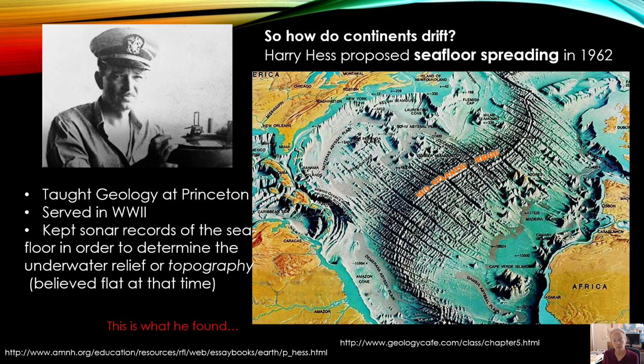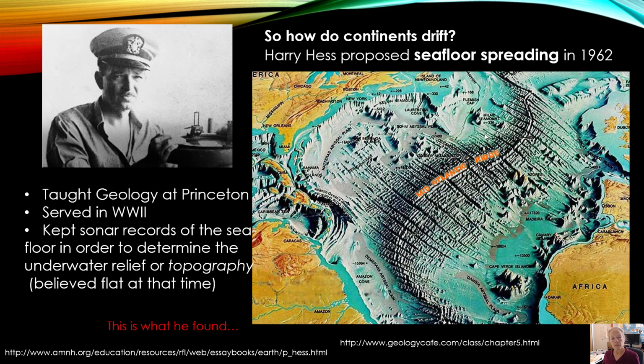Harry Hess was a geologist. During World War II, he was in the Navy, and he worked in a submarine. He was in charge of the sonar. So he's running around in a submarine, supposedly looking for German submarines, but he was also a scientist, right? So he left the sonar on all the time instead of just when he was looking for submarines. And he eventually made a rough map of the Atlantic Ocean.